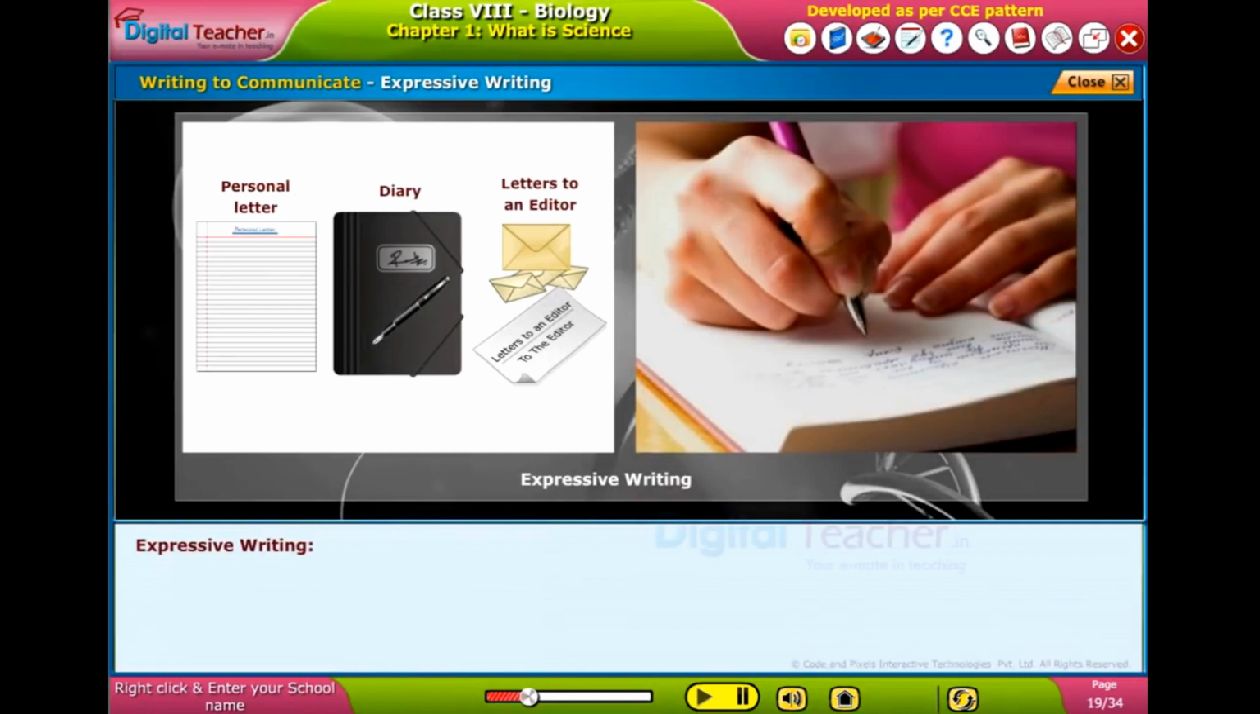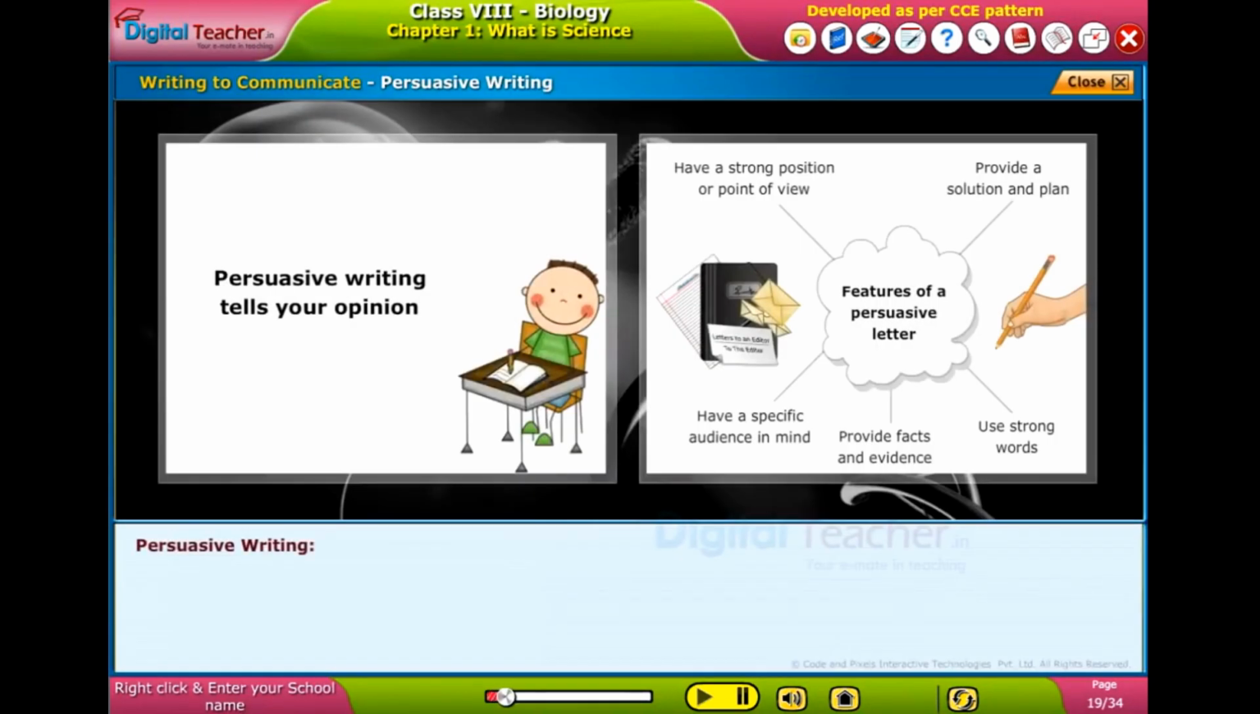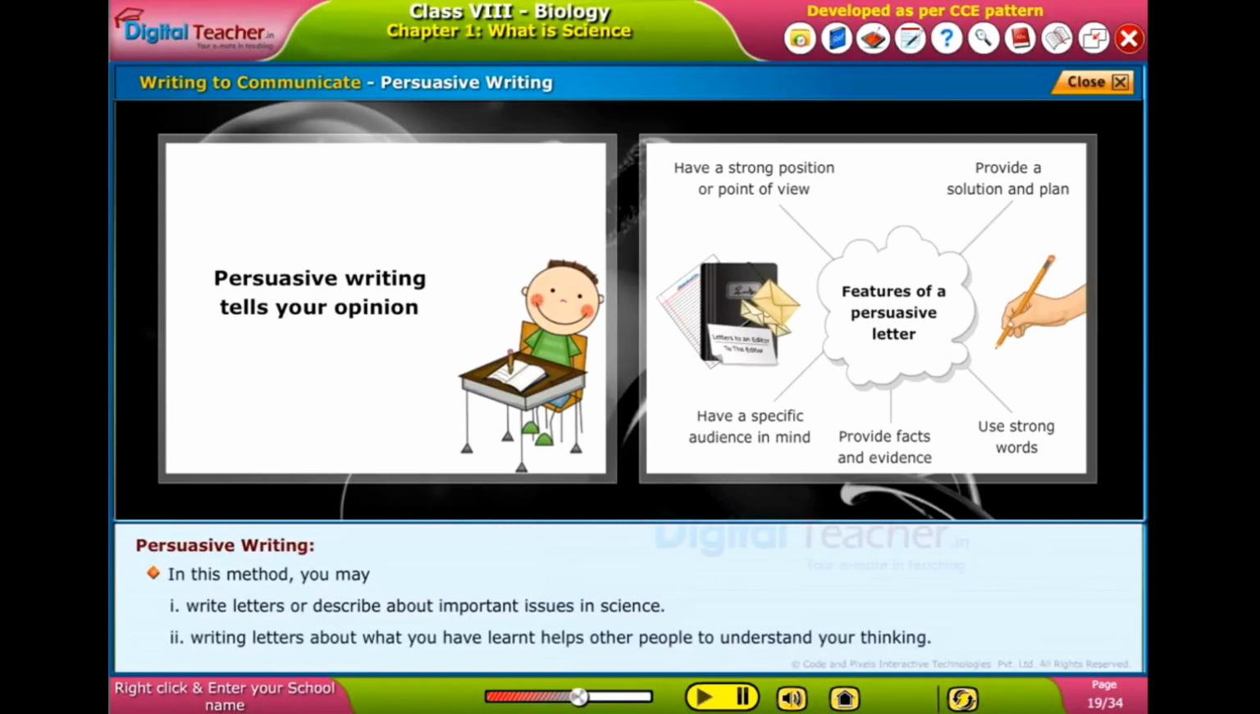Expressive writing. In this method, you may write letters, poems, songs. Persuasive writing. In this method, you may write letters or describe important issues in science. Writing letters about what you have learned helps other people to understand your thinking. Now, let us learn about the other important scientific method, measuring.